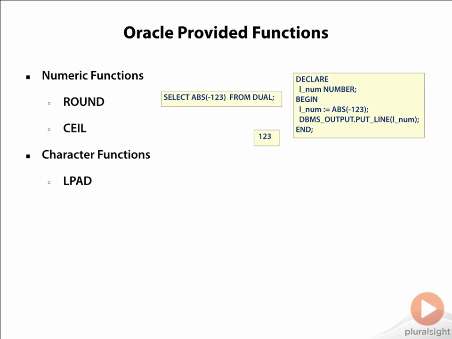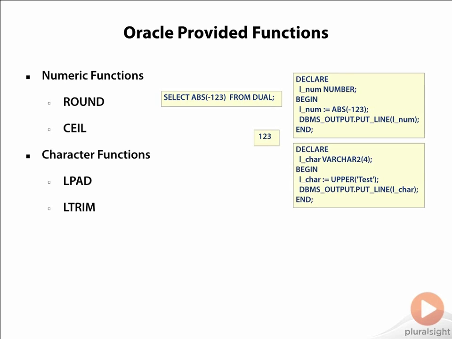There are character functions like lpad, which left pads the character argument passed in to make it a certain length. Similarly, ltrim is a function you can use to trim spaces on the left of a character. Here in this code snippet, we are calling the upper function to convert a passed character literal 'test' and assigning it to the lchar variable. Then we print it later using DBMS_OUTPUT to get a result, in this case uppercase TEST.